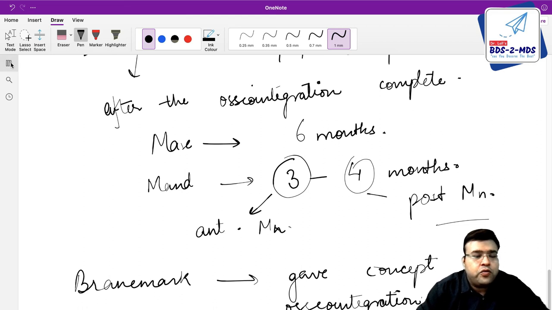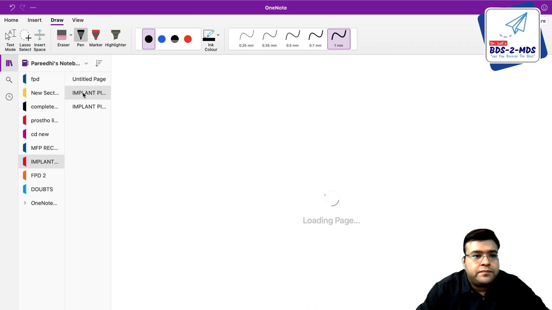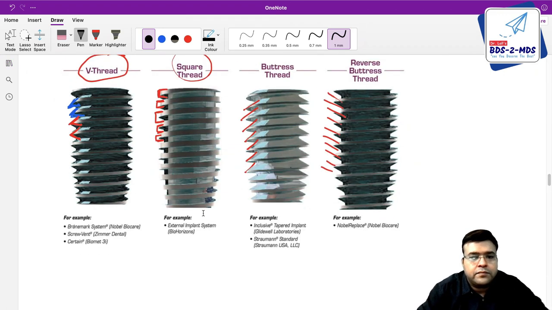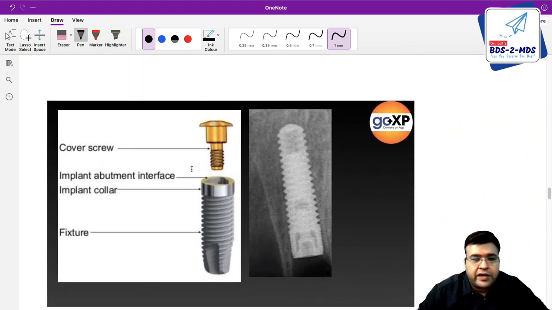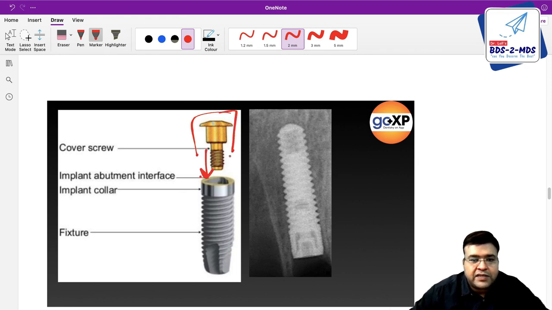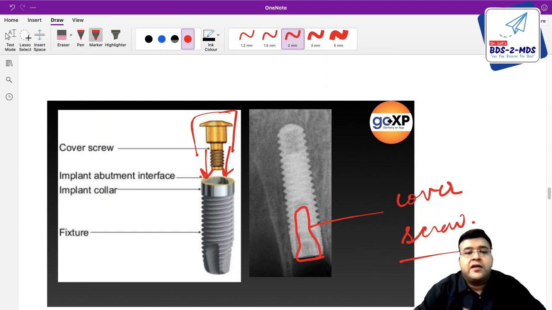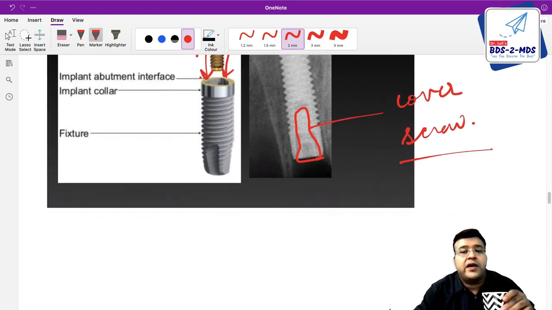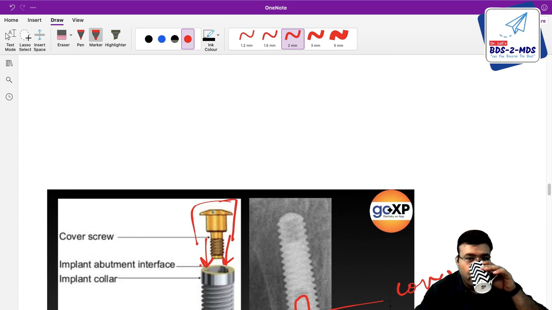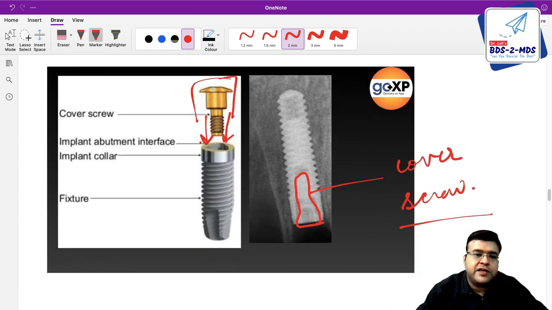So how does a cover screw look like? What you see here is the implant, and this is the cover screw which has threads and goes inside the implant. This is how it looks in the radiograph. You can see this part, a small screw going in. This is your cover screw, right? We place it, allow it to heal, and then after a period of 6 months for maxilla, 3 to 4 months for mandible, we open it and place the gingival former.